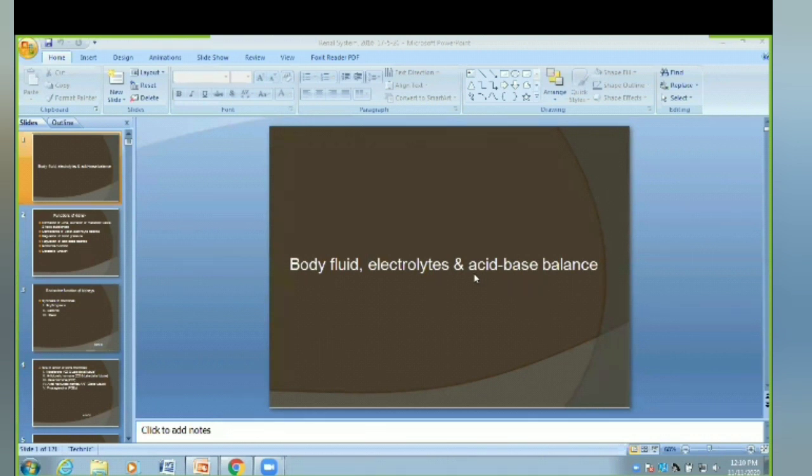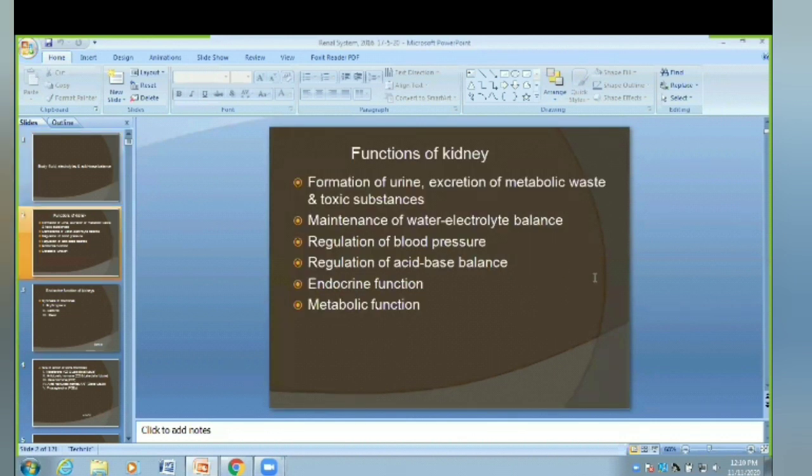Let us start body fluid, renal system. We mentioned in our message, in the renal system, there is some basic you have to overcome. You must understand the basics. First, start with functions of the kidney. It is better to start with functions of the kidney.